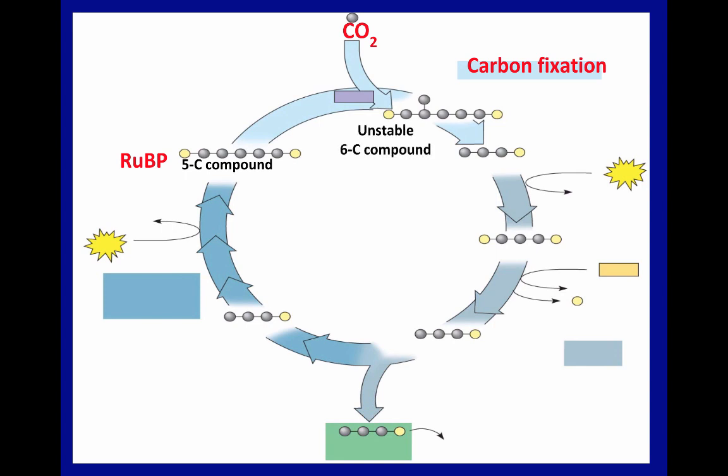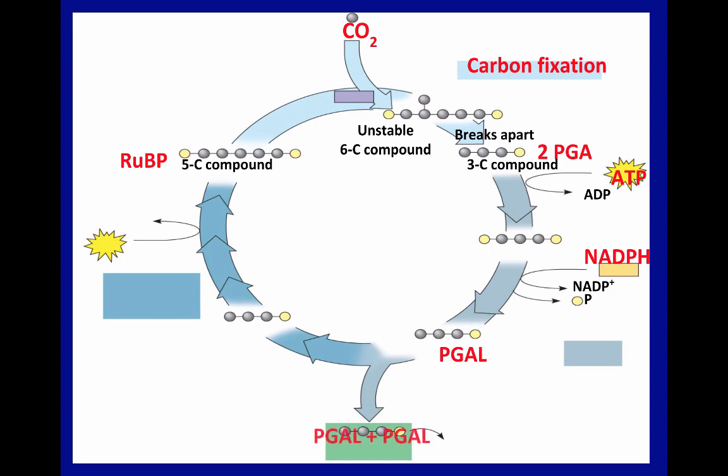When those two things join together, it forms this really unstable 6C compound. It doesn't last long at all. It doesn't even have a name. That's how quickly it breaks apart into 2 molecules of PGA. That PGA gets converted using energy from ATP and hydrogen from NADPH, and that forms PGAL. So the PGAL is now what's going to then become glucose.